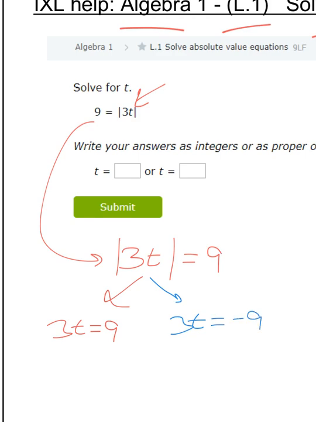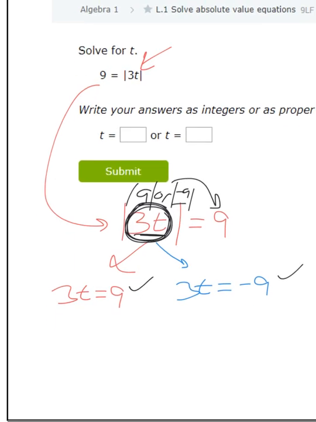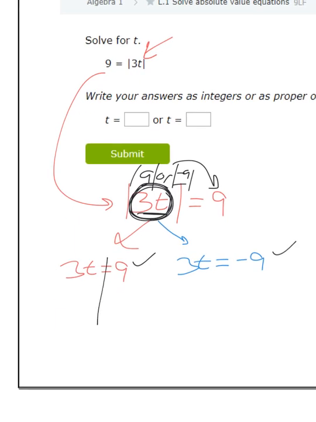This is what needs to happen, because what you need inside the absolute value for this equation to be true is 3t. Whatever I put in for t, it's either got to equal 9 or negative 9, because the absolute value of either of those numbers gives me 9. So I make two little equations that say that: either 3t is going to be 9 or 3t is going to be negative 9. Okay, and then I just go ahead and solve using our steps.